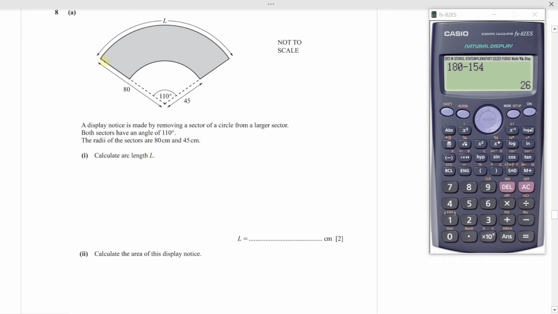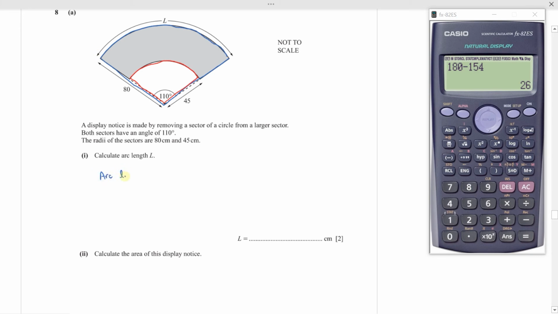So you have this large sector which makes an angle of 110 degree, and this L is your arc length for this sector, and the sign is made by removing this smaller inner sector. So if I draw this, this is the sector that is removed from this larger sector to get this shaded area that you have. So to calculate the arc length, I'll just consider this larger sector. The radius of the large sector is 80 centimeters.